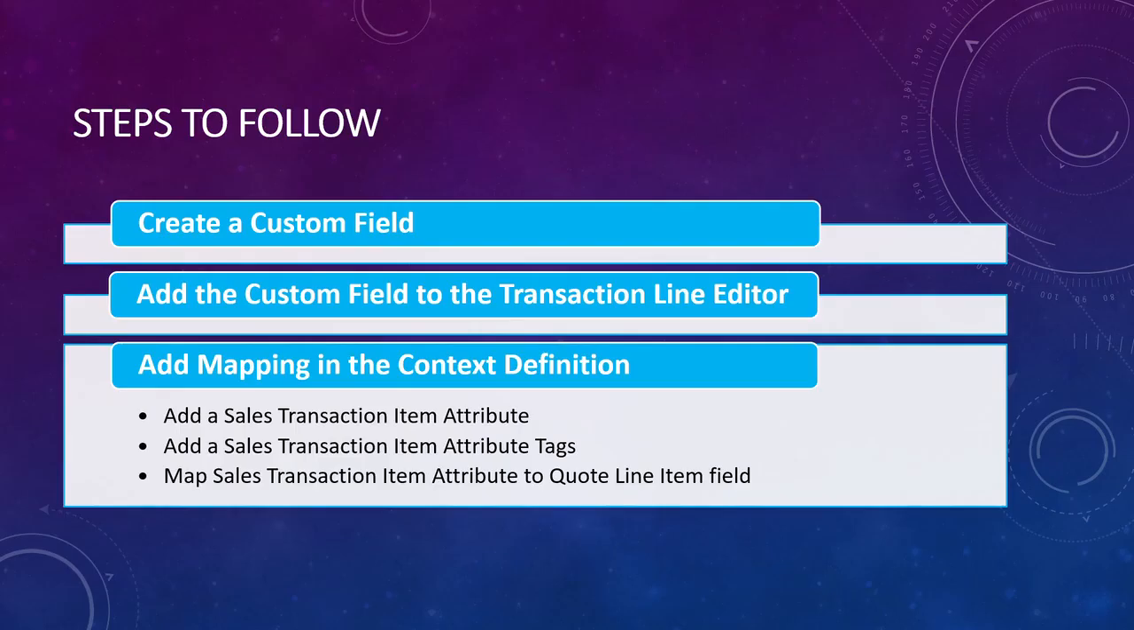First, create a custom field on quote line item object. Second, add it to the transaction line editor as a column. Third, add mappings for this newly created field in the context definition. It includes adding a sales transaction item attribute, adding sales transaction item attribute tags, and mapping sales transaction item attribute to quote line item field.